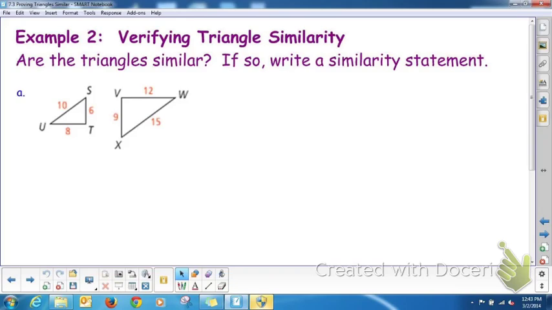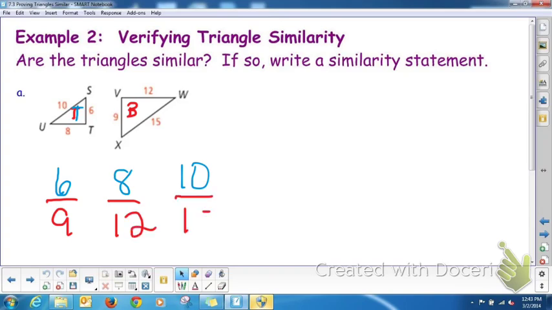Now, you have to be consistent. In this case, I am going to put all the measures of the smaller triangle on top. So these are going to be my top measures, and these are going to be my bottom measures of my ratio. Now, in order to compare them, I'm going to go from least to greatest. So, in my top, I'll do those in blue. In my top, I have the smallest side is 6, then the medium is 8, and then the largest is 10. In the bottom triangle, the smallest side is 9, the medium is 12, and the largest is 15.